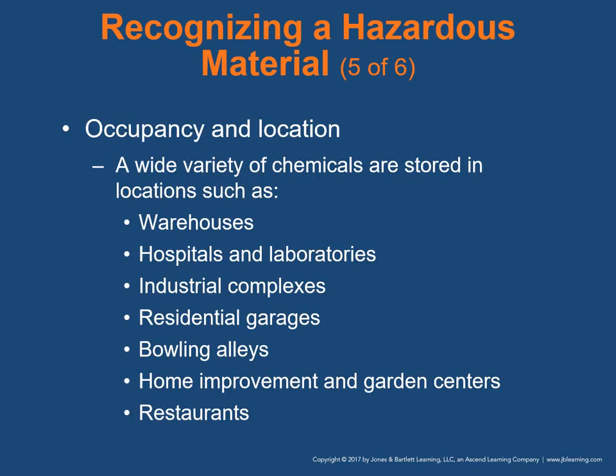Now we're going to discuss occupancy and location. A wide variety of chemicals are stored in warehouses, hospitals, laboratories, industrial complexes, residential garages, bowling alleys, home improvement centers, gardening supply stores, and restaurants. The location and type of building are two good indicators of the possible presence of a hazardous material.